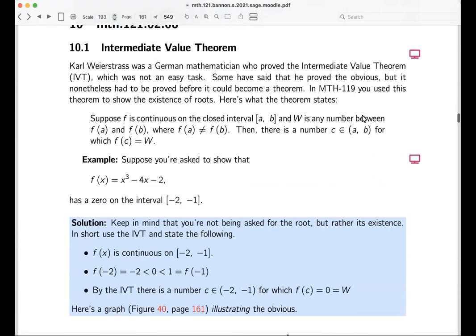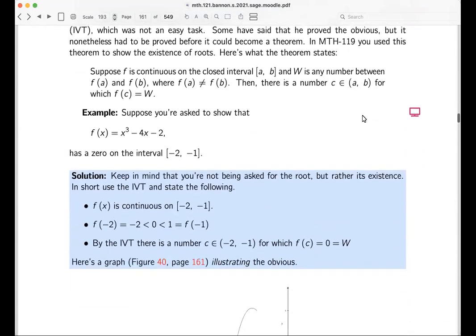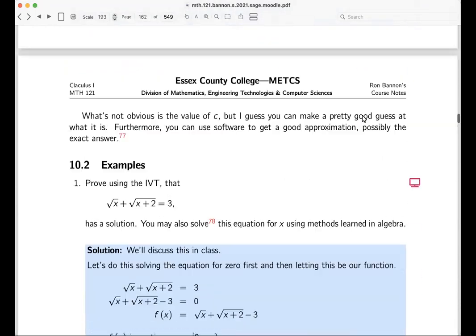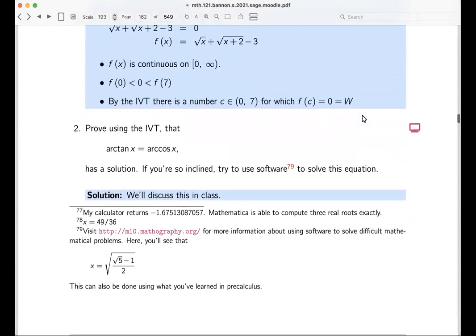Okay, we're in section number 10, and we're doing something that was actually covered in Math 119, which is the intermediate value theorem. And we'll certainly go through that one step at a time. After we go through the short lecture material, we will go through examples. As we go through the examples, hopefully what's been covered in lecture becomes more familiar to you.